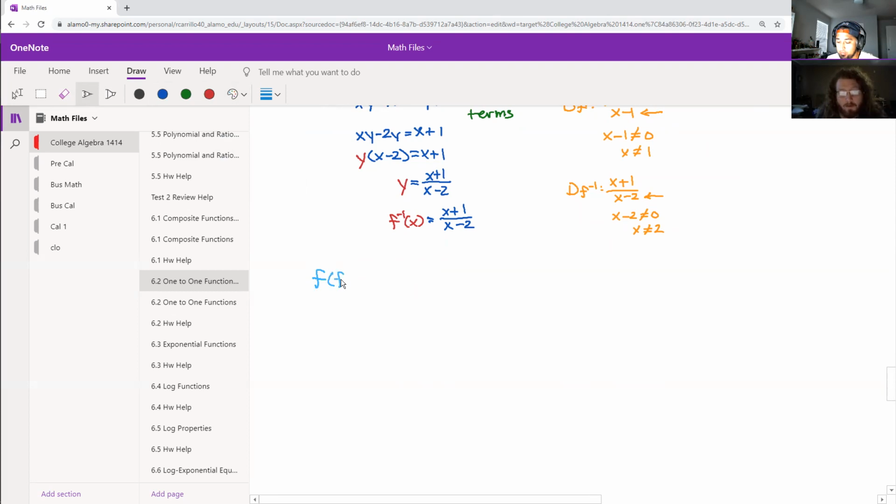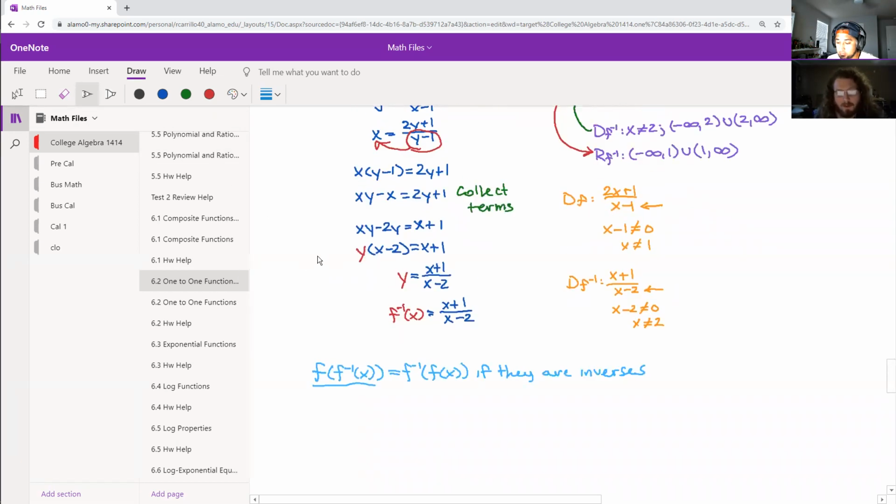You can either do f composed of f inverse of x, but this should equal theoretically f inverse of x composed of f of x if they are inverses, right? So I'll just check this one. So let's do, what were my original functions? It was 2x plus 1?